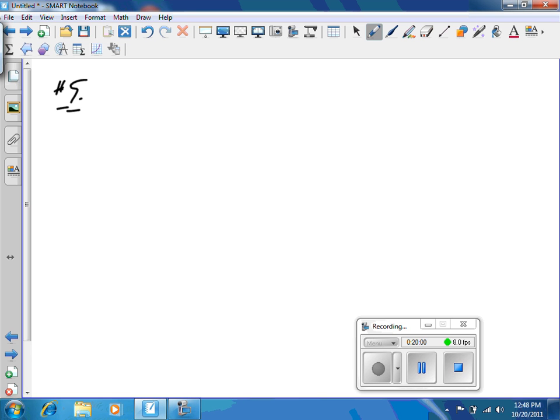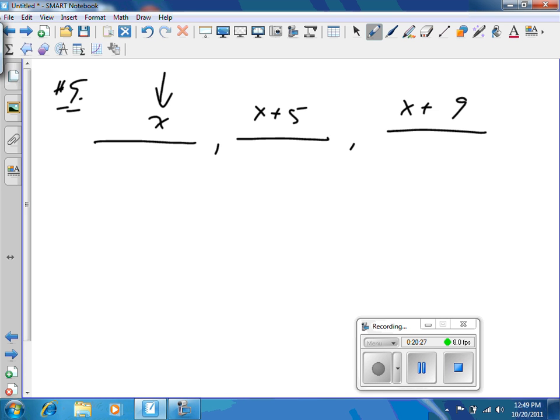x plus 5, and x plus 9 are the first three terms in a geometric sequence. I'm going to draw a picture of this. x plus 5, and x plus 9 are the first three terms in a geometric sequence. Determine the exact value of each term. In order to determine the exact value, I need to find x. How will I do this?